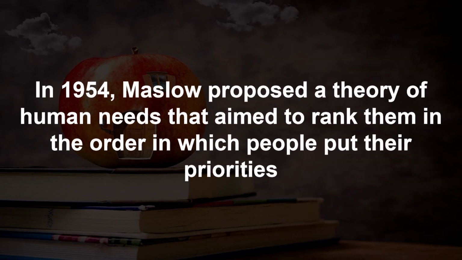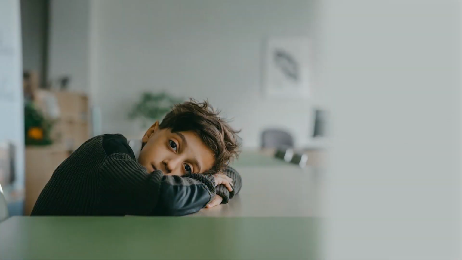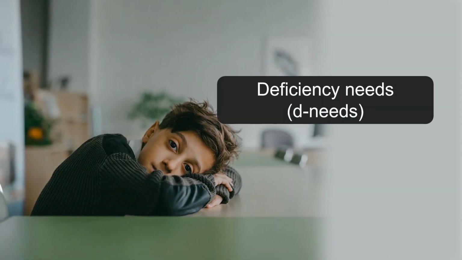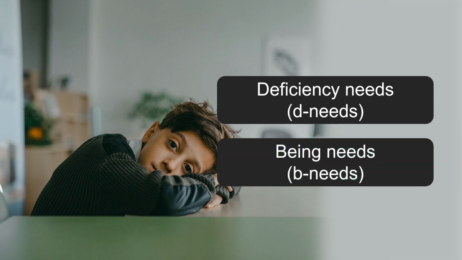In 1954, Maslow proposed a theory of human needs, and the purpose was that the priorities of the people were put in an order. Certain priorities were put at the bottom, and then the next level, reaching the top. Now, Maslow has given two types of needs. First needs are deficiency needs or D needs, and second type of needs are being needs or B needs.